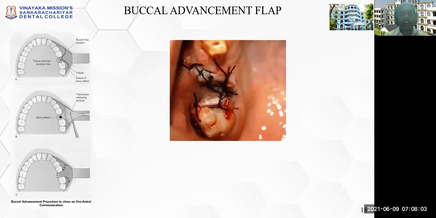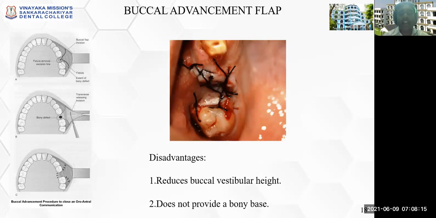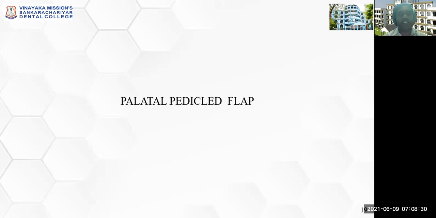So again, the same thing, buccal advancement flap. You can see all the 3 steps in the same picture on the left side, and the clinical picture of how it has been closed. The disadvantages are that it reduces buccal vestibular height and does not provide a bony base. These are the problems. For example, after healing, if this patient comes for a denture, the vestibular height will be reduced in these cases. That's one of the disadvantages.